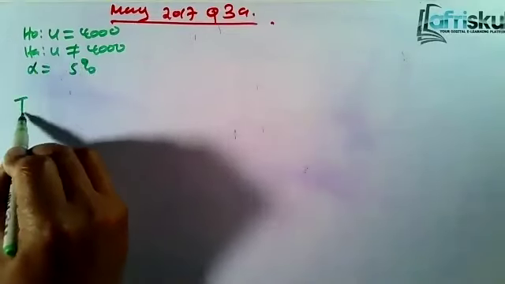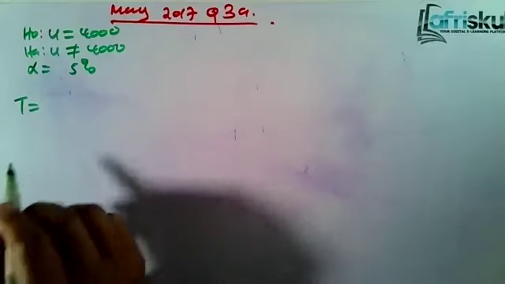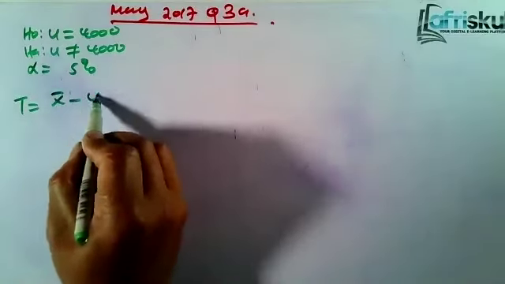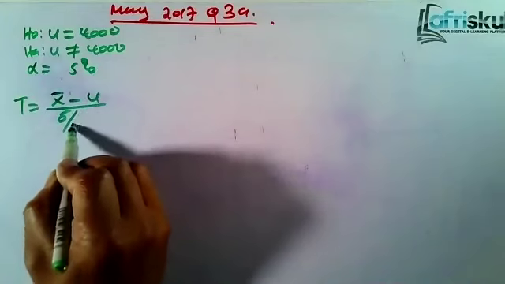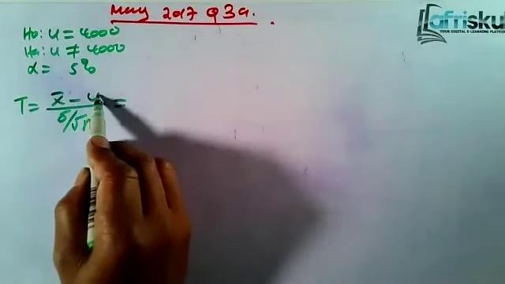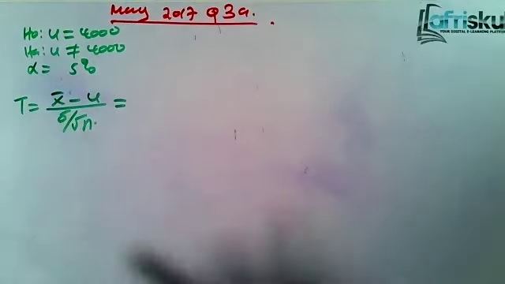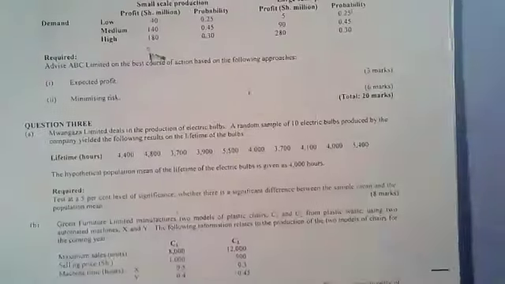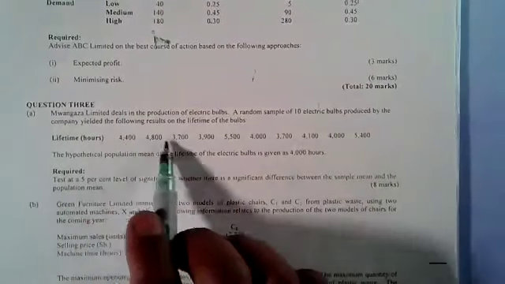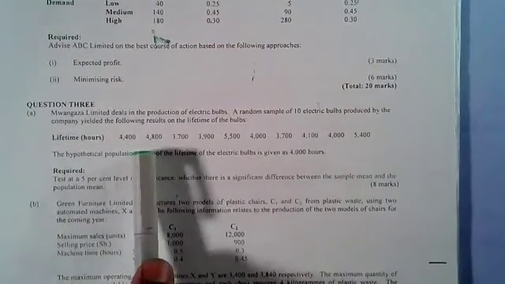Then how do we get T? Because in this case, our N is less than 30, so you'll have to use T-test. Tumesema ni X bar minus U, over standard deviation over square root of N. Hatuna X bar, but we have U. We don't have standard deviation, but we have N. So with this information given there, first of all, tutafute X bar na tutafute standard deviation.